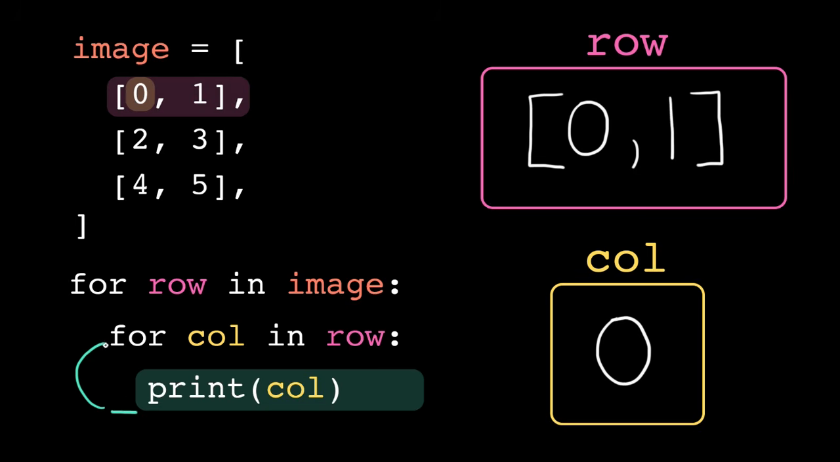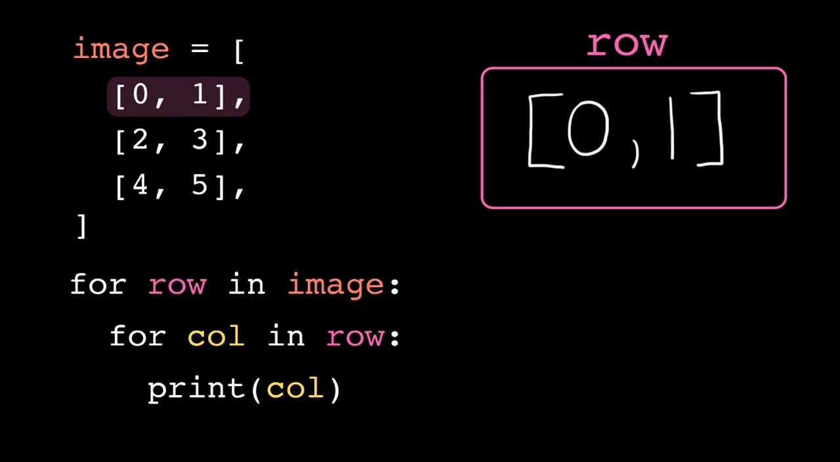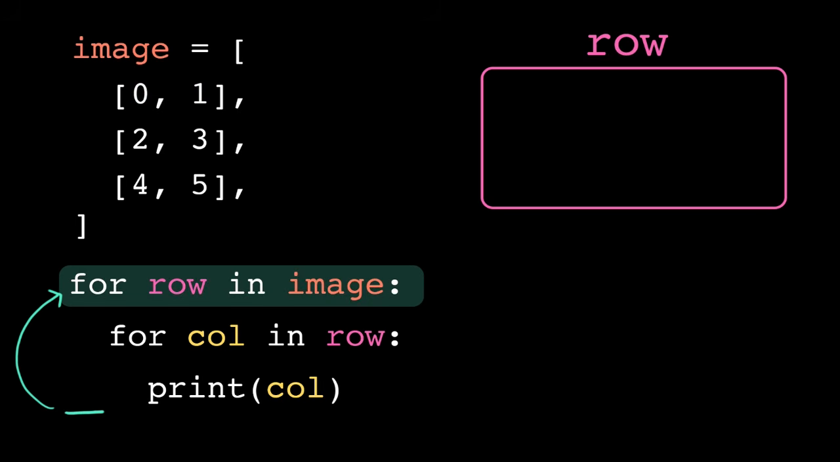So we go back to the top of the closest enclosing loop. Column now contains the next element in the row, which is 1. We print 1, we go back to the top of the loop, and now there are no more elements in row, so this loop terminates. And we return execution back to the outer loop body. There are no lines of code left that are indented inside that outer loop. So we go back to the top of the loop and start the next iteration.